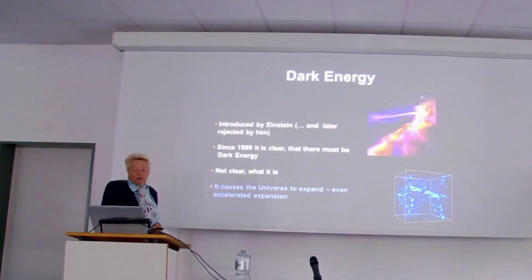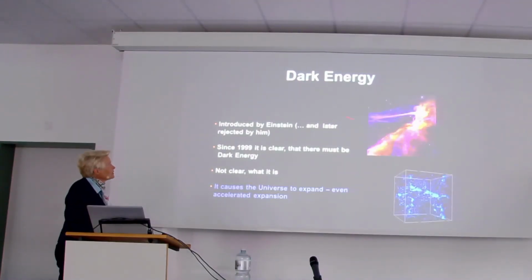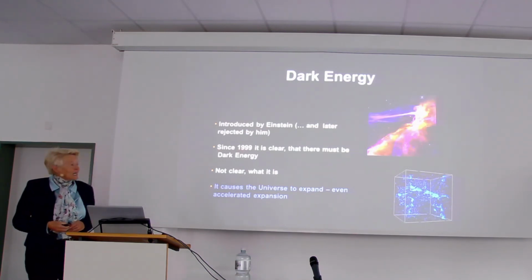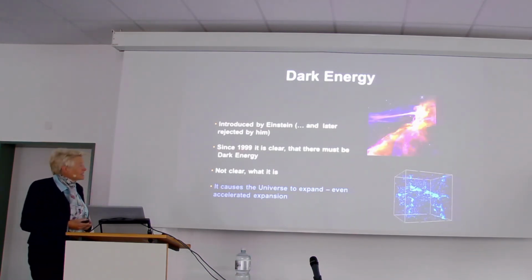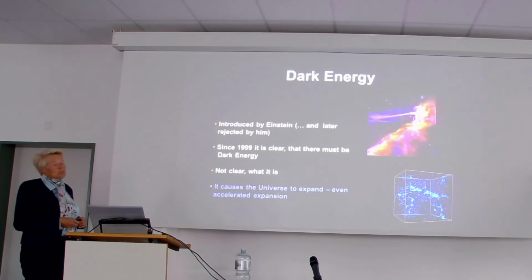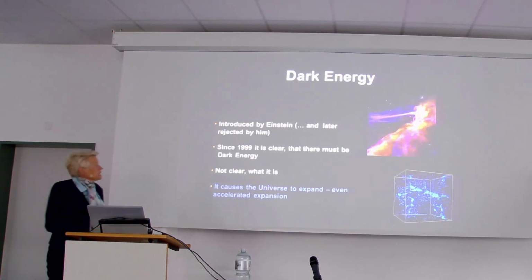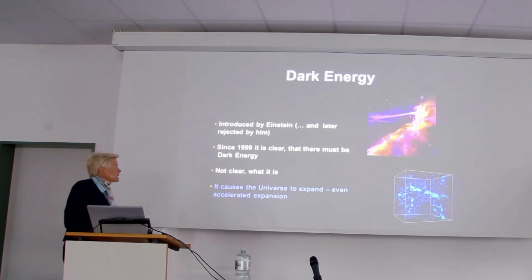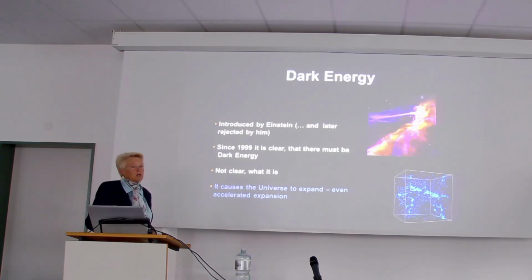Also here, a short summary of the dark energy. It was introduced by Einstein and later rejected by him. But it has been clear since 1999 that there must be dark energy in the universe, a lot of it. Also here, it is not clear what it is, and there are many experiments going on to find, for example, the equation of state of this dark energy. And of course, the effect is that it causes the universe to expand, and we even have an accelerated expansion of the universe due to this dark energy.